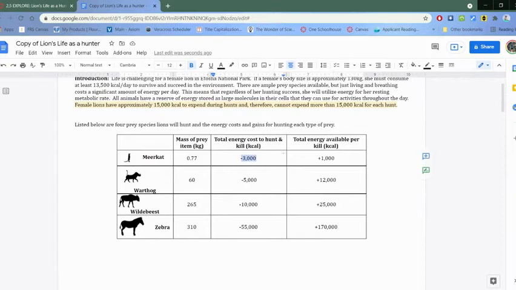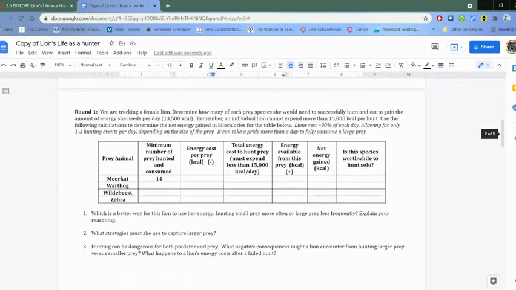Now, the energy cost per prey, I can go back up here. So the energy cost per meerkat is minus 3,000 kilocalories. The total energy cost to hunt and prey, that's going to be 14 times negative 3,000. I'm just going to open up my calculator to do this. So I get negative 42,000 kilocalories.